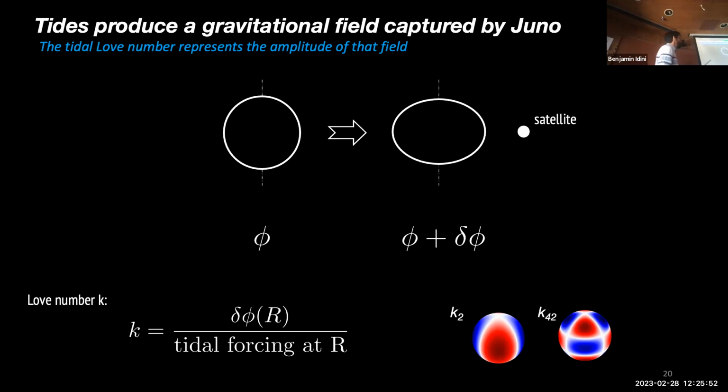Now, the Love number is just a normalization, really, of the gravity field of the tide. The gravity field of the tide evaluated at the surface of the planet, normalized by the forcing from the satellite. And we know the forcing very well, it only depends on orbital parameters such as the mass of the satellite. So what is the problem then? Well, the problem is to calculate the response of Jupiter to the existence of these satellites.